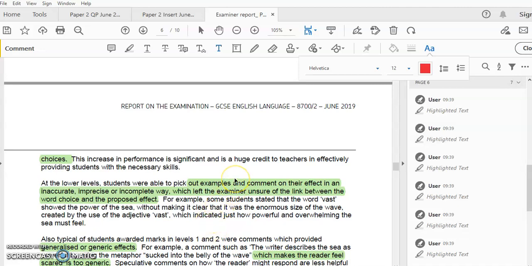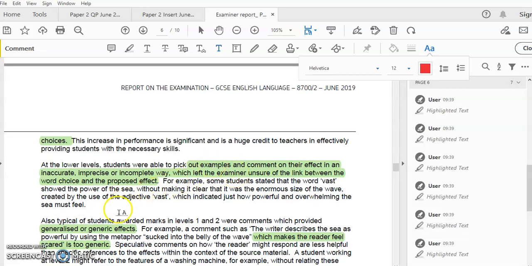However, if the student says, well, the author uses the adjective vast here to describe the size of the wave, and that gives us the idea of how powerful the sea is, that's going to get good marks. Generalized and generic effects aren't great either. So this metaphor here, the example they've given, sucks into the belly of the wave. If you put down, it makes the reader feel scared, that's too generic. You're not going to get great marks.